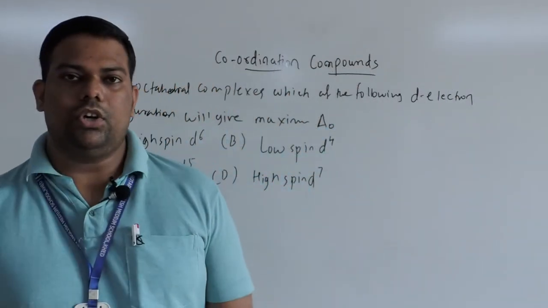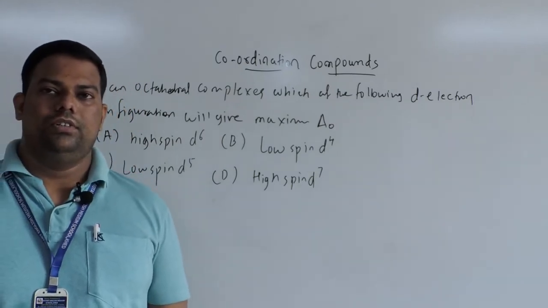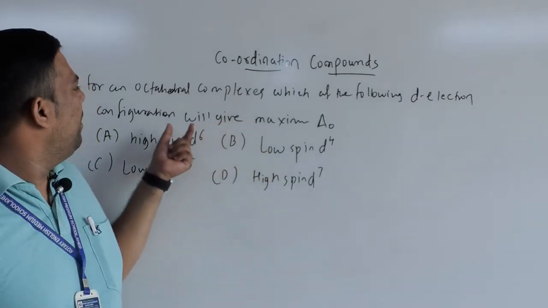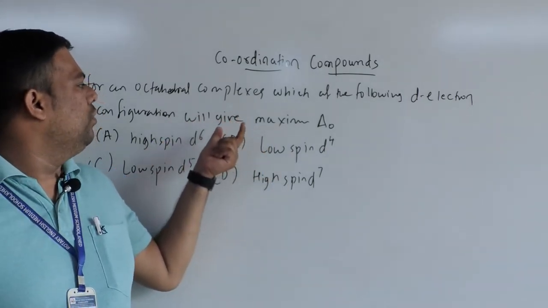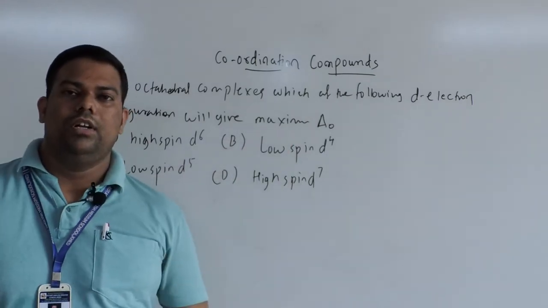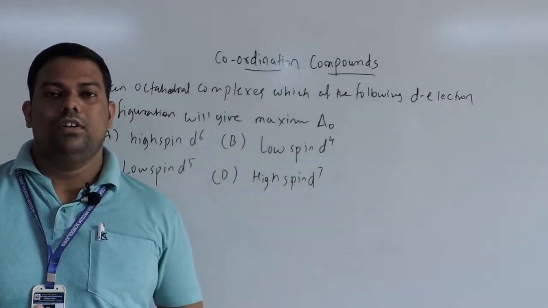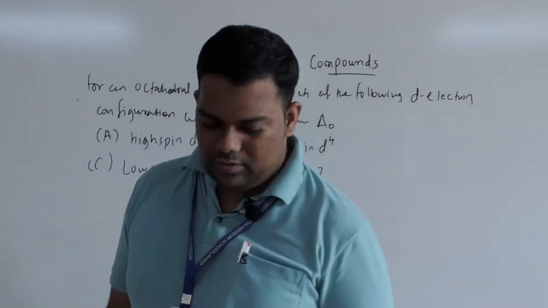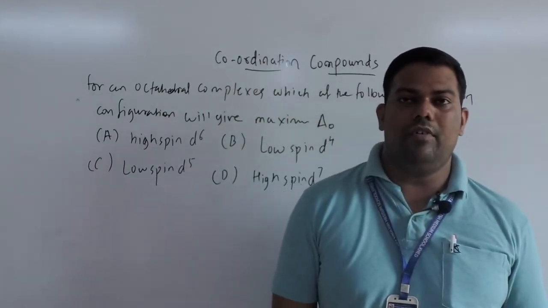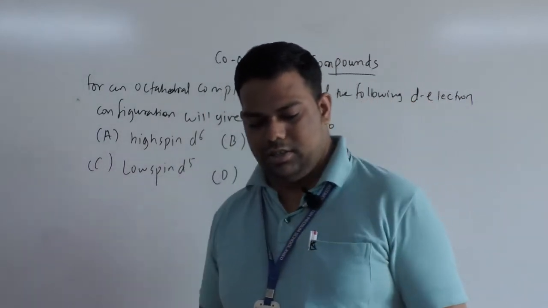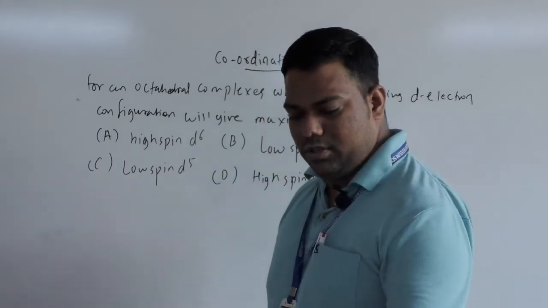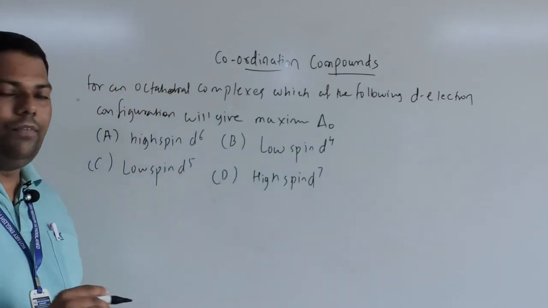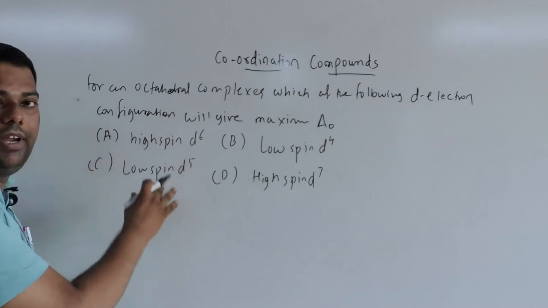Now here among these all configurations, low spin and high spin, which one gives, what beta, which one gives high value, or we can say maximum value for del O, and it is for octahedral complexes. Now we will check one by one, and among these we will discuss which was our correct option. Okay, so see here, suppose we will discuss our first option, that is A option, high spin d6.